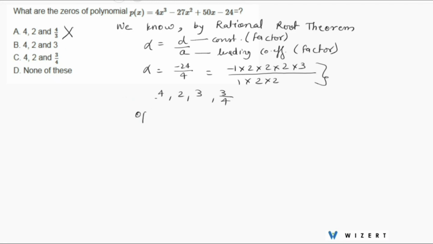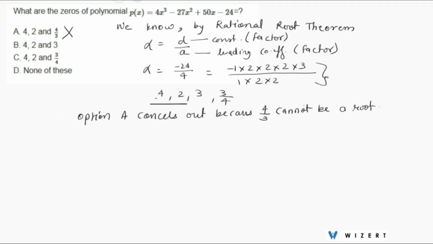So option A cancels out because 4 by 3 cannot be a root. So to check for options B and C, 4 and 2 are already present in both the options. So we'll check for 3 and 3 by 4. So let's first check for 3.